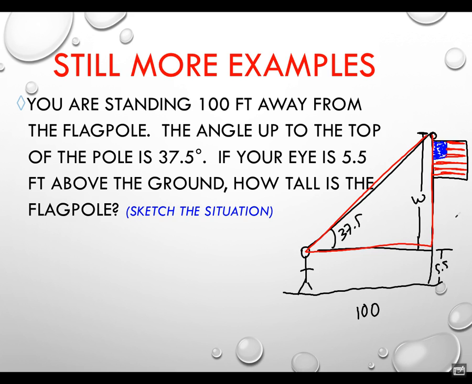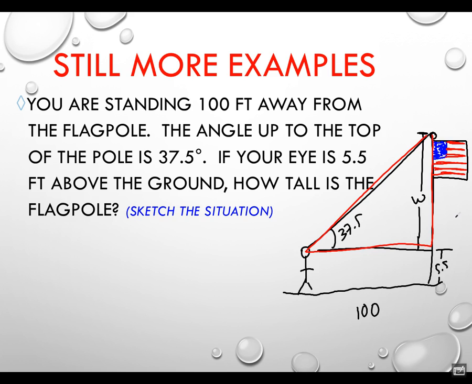So if Kira and I are standing next to each other, looking up at the top of the flagpole, and the angle from my eye to the flagpole is 37.5, will her angle be higher or lower? In other words, would it be more than 37.5 or less than 37.5? It'd be more, correct. What function are you going to use here?